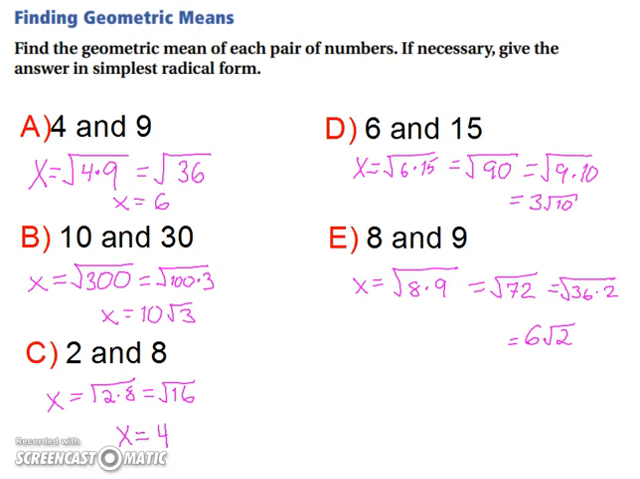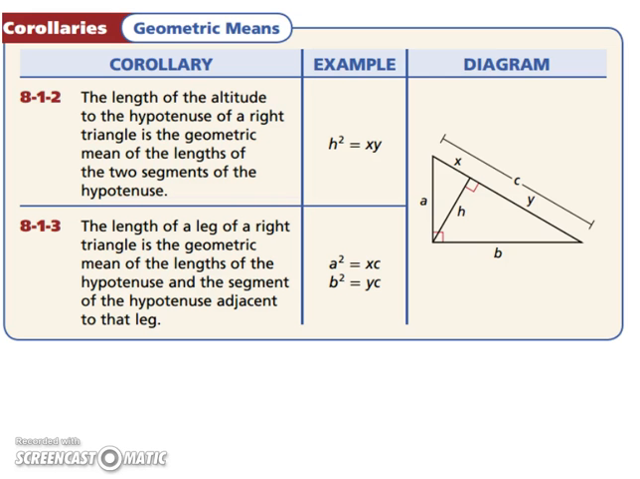Let's analyze this idea inside of triangles using geometric means. If you look at our diagram here, if you want to figure out the height on the inside, you would do height squared equals your x times your y. So, geometric mean. So h squared equals x times y.